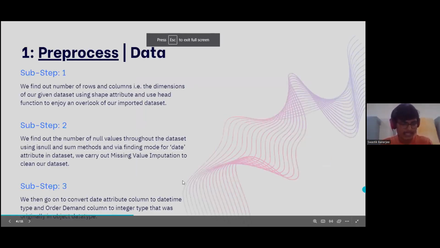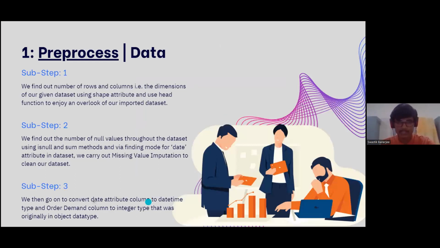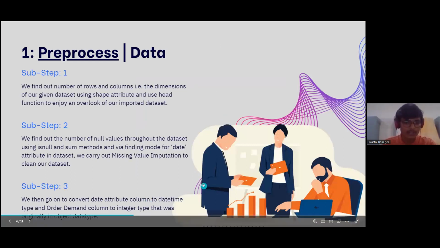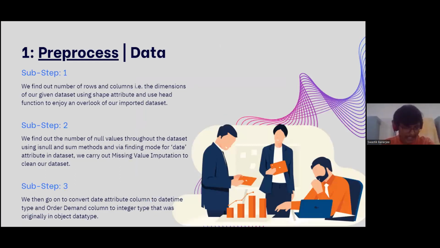So that is what I've written over here in substep 3, that we convert the data at a date attribute column to date time type and order demand column to integer type. And before that, we must see the objectives too.